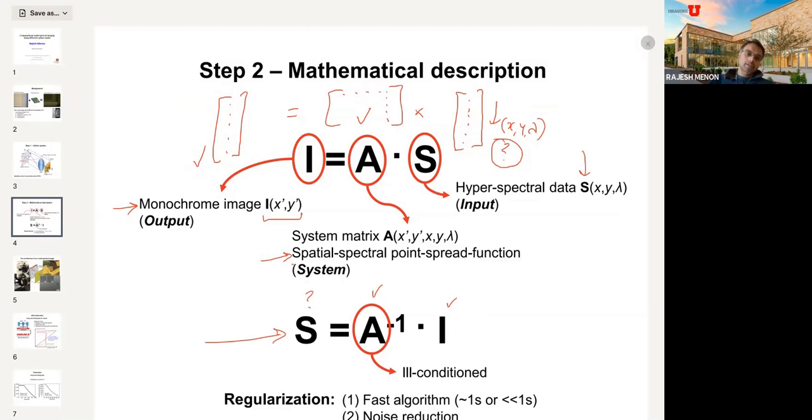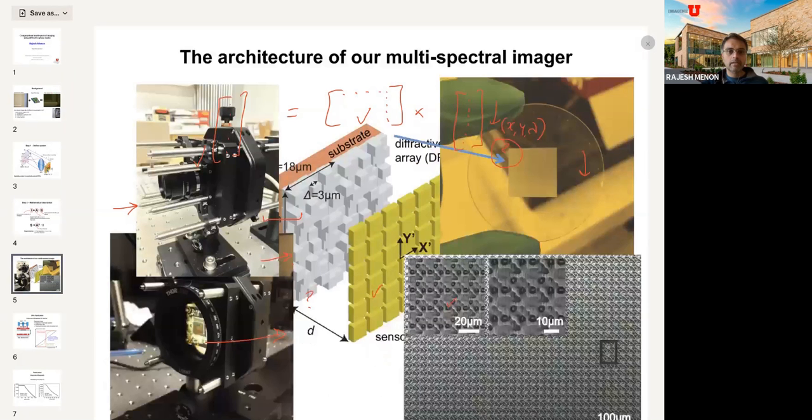Now, of course, solving this equation in practice is very complicated. I won't go into the details. There's something called regularization that you have to apply, which comes out of linear algebra. Actually, if you're interested, I'm going to teach a class on this next semester, but in the interest of time, I'm going to skip that and talk about the actual experiments themselves.